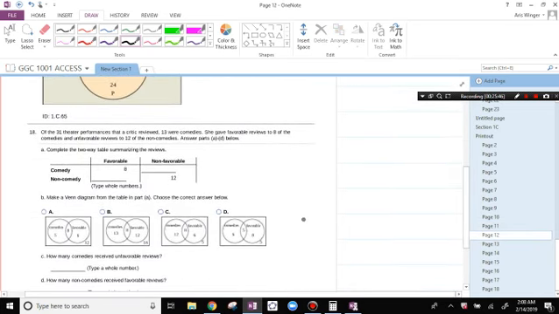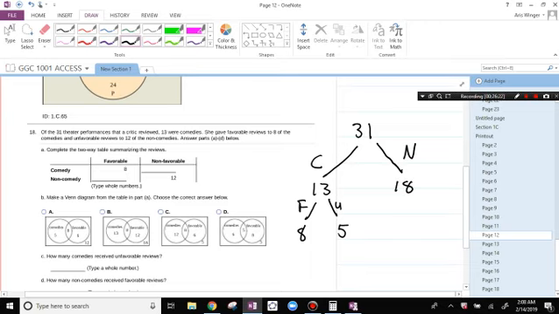We'll fill this one in. Of the 31 theater performances that a critic reviewed, so there are 31 total, 13 were comedies. She gave favorable reviews to 8 of the comedies. Okay, so favorable were 8 of them. Unfavorable looks like it's 5. If there were 13 comedies, then the non-comedies were 18 to make 31.